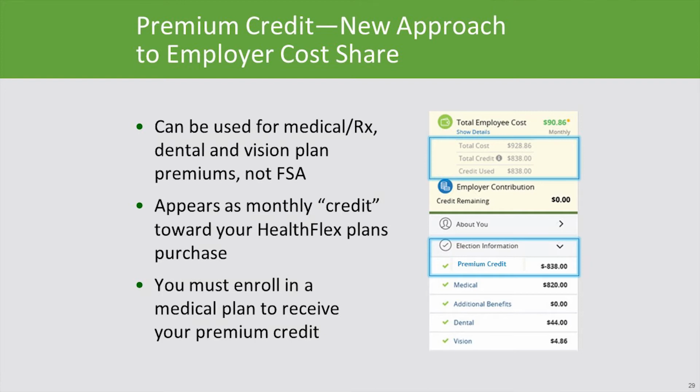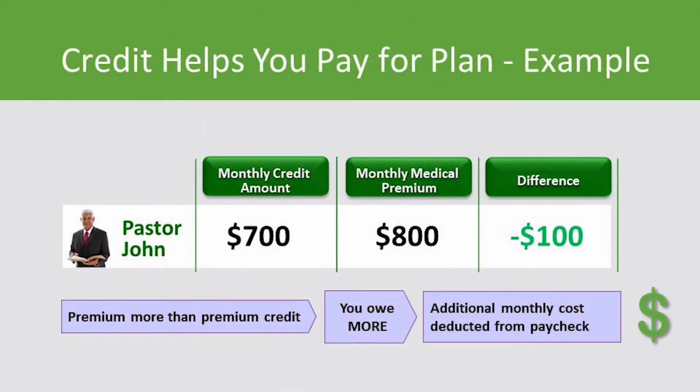You're going to find that there's some differences in amounts too. Again, the example with Pastor John, his monthly premium credit is $700, but the plan he selected costs $800, which means $100 comes out of his pay. Very simplistic example for how it works.